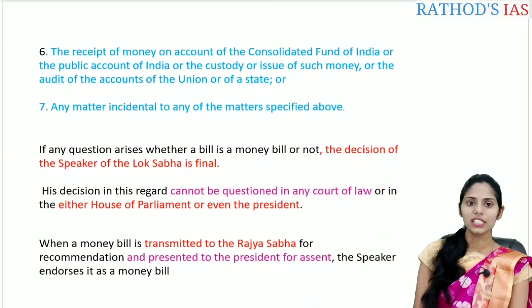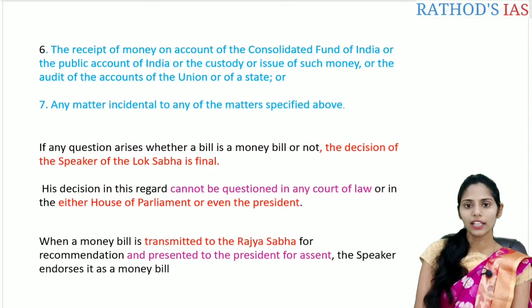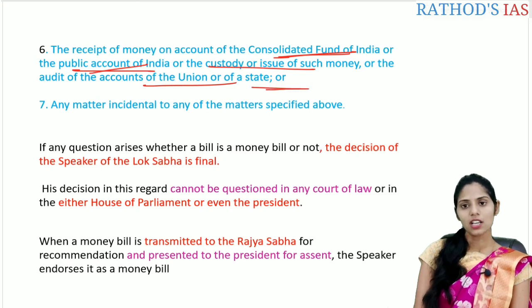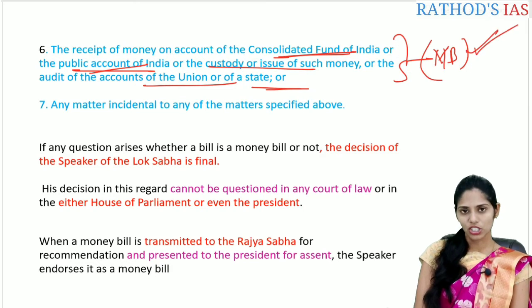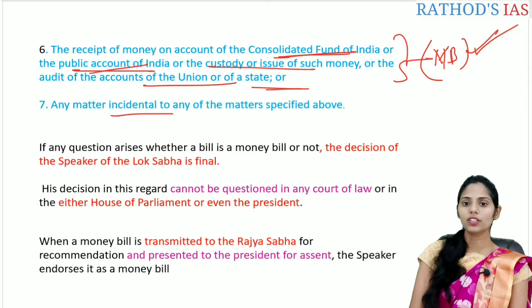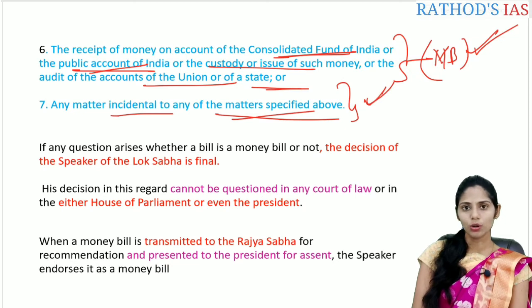And the next provision here is the receipt of money on account of the Consolidated Fund of India or the public account of India, or the custody or the issue of such money, or the audit of the accounts of the union or the states. So then also it comes under this money bill. So these are the provisions. If you see the last one, it says any matter incidental to any of these matters specified above. So if a bill is dealing with these provisions, then that bill is deemed to be a money bill.